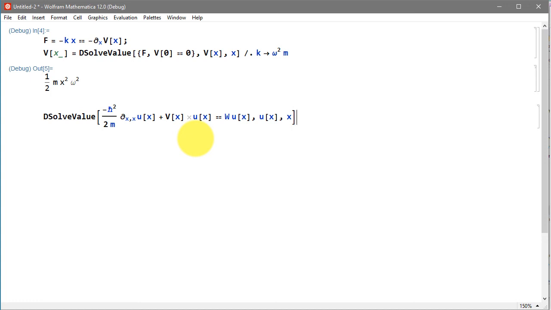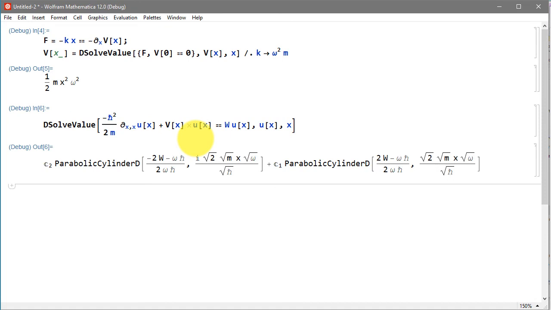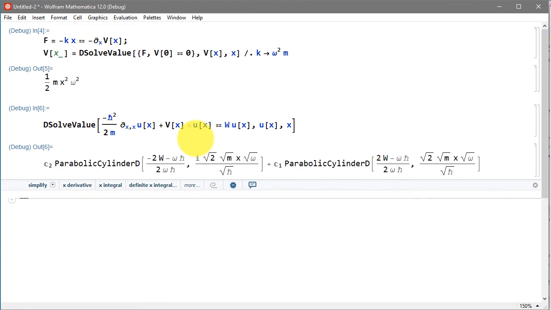Now, solving this equation, Mathematica obtains the wave function in terms of parabolic cylinder functions, which are not very suitable for a physical interpretation. We will try to comply with the usual Copenhagen interpretation of the wave function. The probability density of finding a particle at a given point, when measured, is proportional to the square of the magnitude of the particle's wave function at that point, the Born rule.